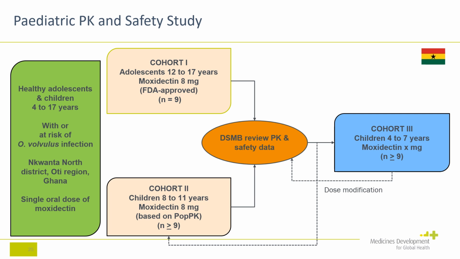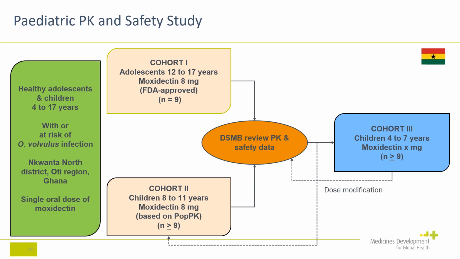Cohort 2 included children 8 to 11 years old. They also received an 8 milligram dose in the first group. That dose was selected based on a population pharmacokinetic model developed from the data in healthy and Onchocerca volvulus infected adults who received single Moxidectin doses ranging from 2 to 36 milligrams.